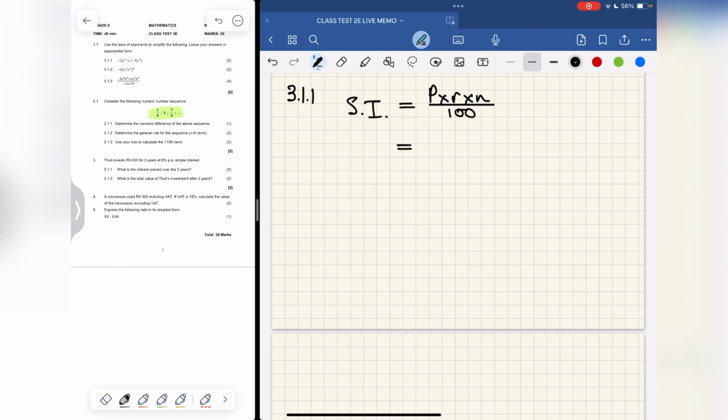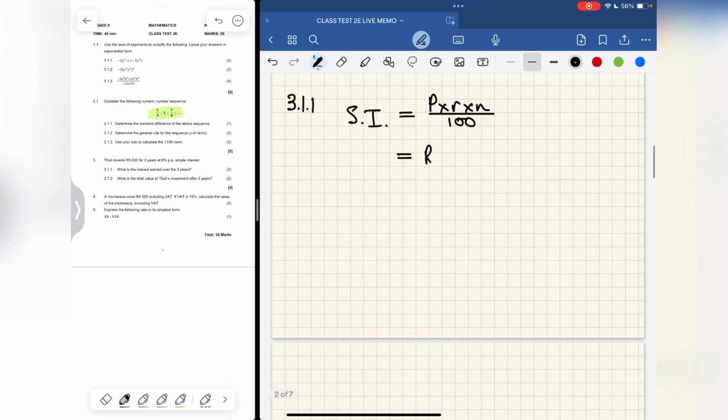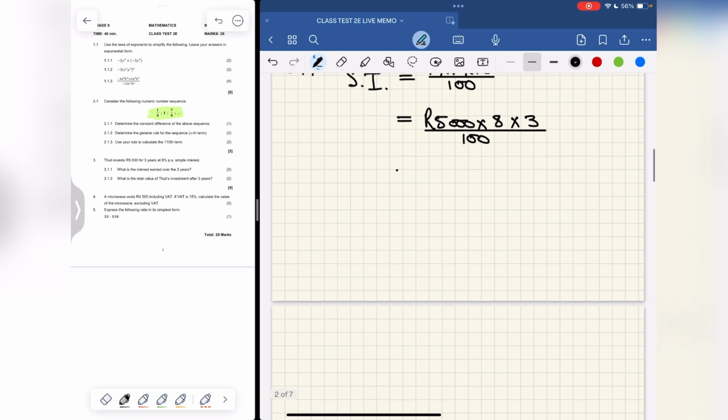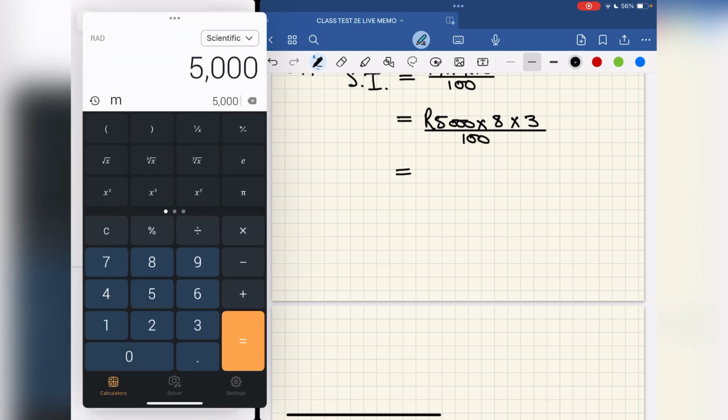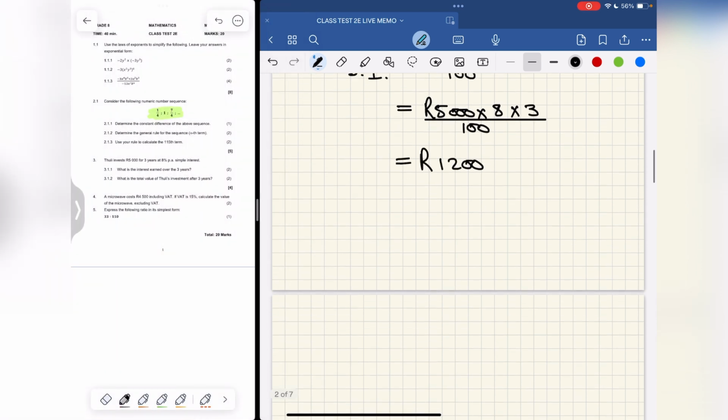And that would then be 5,000 multiplied by our interest rate, which is 8% per annum, so let's write 8, and multiplied by 3 years, divided by 100. If I use my calculator, I've got 5,000 times 8 times 3 divided by 100. That then gives us 1,200 as our simple interest.